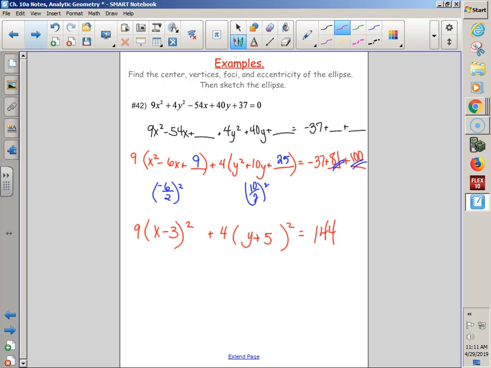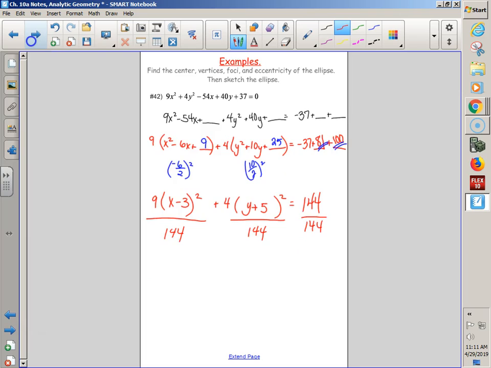But that's not standard form. We have to find the center and the vertices and the foci and the eccentricity. How do we get it to be 1? Look at the yellow box in my standard form. Don't I need equals 1? Yes. So divide by 144. What you do to one, you do to everybody, just to make it nice and even. We're distributing it ultimately when we divide by 144 and then bringing it into both terms.